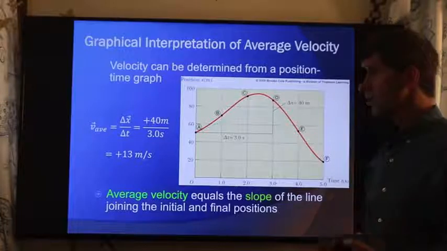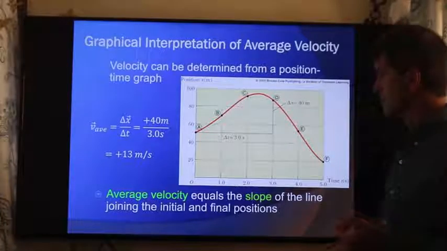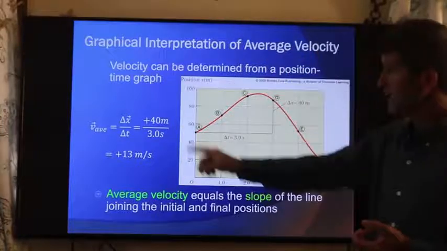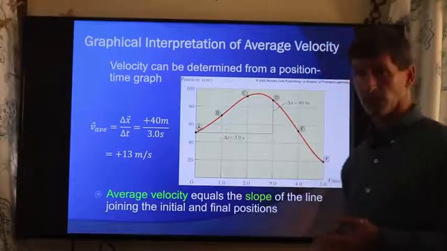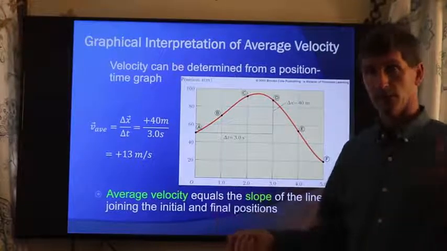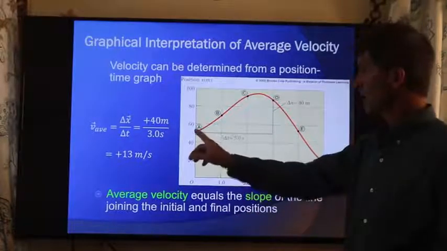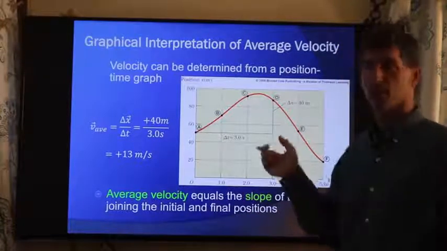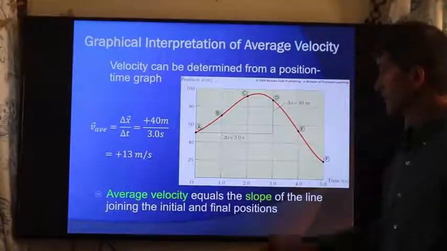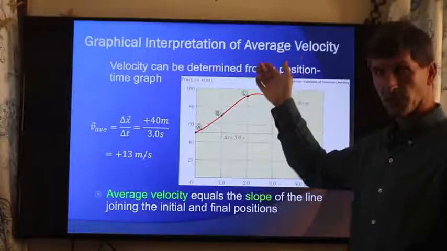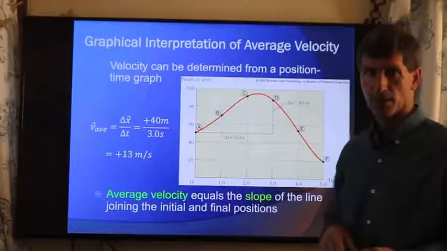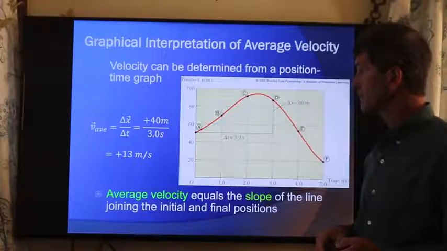Now, average is final minus initial. My final is 90, my initial was 50. 90 minus 50 gives me 40. Doesn't matter that I went even further than that. An average value asks, compare the final to the initial. Okay? Time, 0 to 3 seconds, so that's going to be my run. 40 divided by 3 gives me 13 meters per second. And we say positive, because with velocity we're worried about direction, increasing position or decreasing position. 13 meters per second.